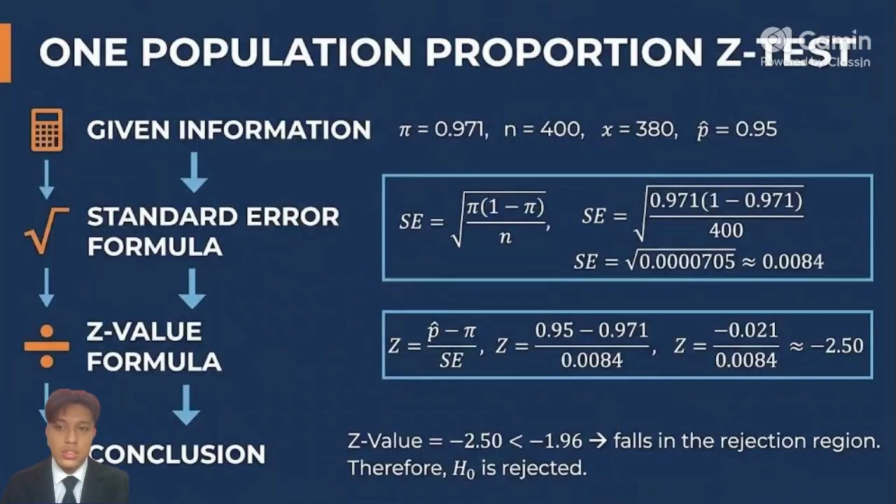This is the information given. We have the population proportion of 0.971 and the sample size of 400, while the number of successes is 380. The sample proportion is 0.95.